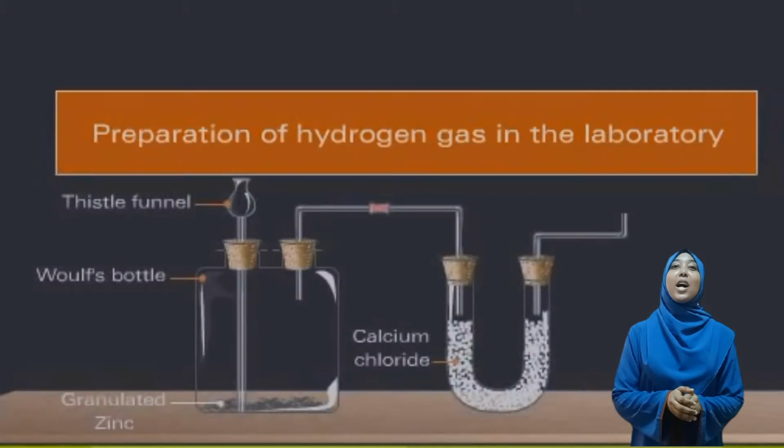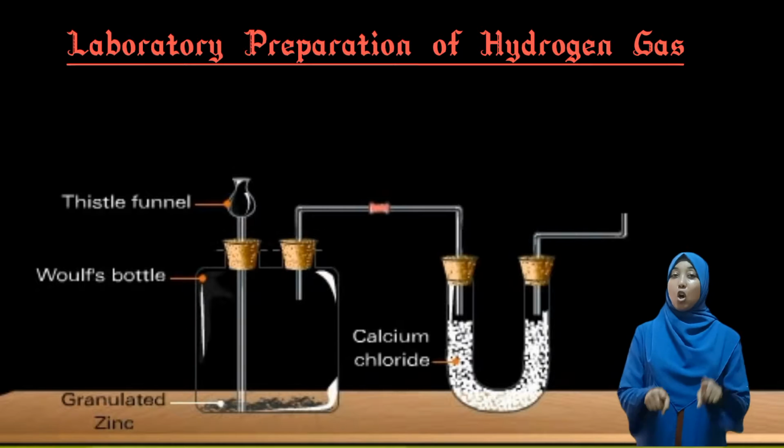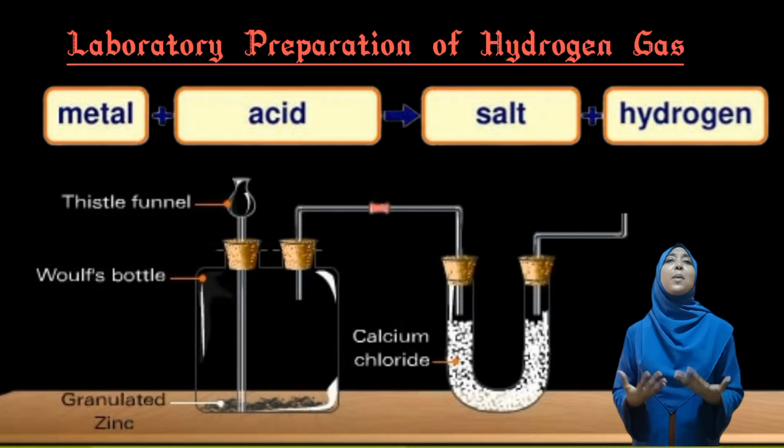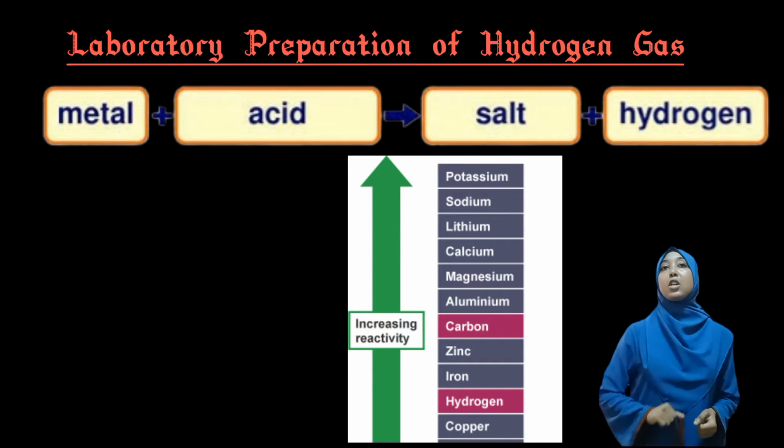Laboratory preparation of hydrogen gas. So hydrogen gas is quite simple to prepare in the lab. All you need to have is a suitable metal and a dilute acid. Now what do I mean by a suitable metal? Not all metals are used in the lab for preparation of hydrogen.